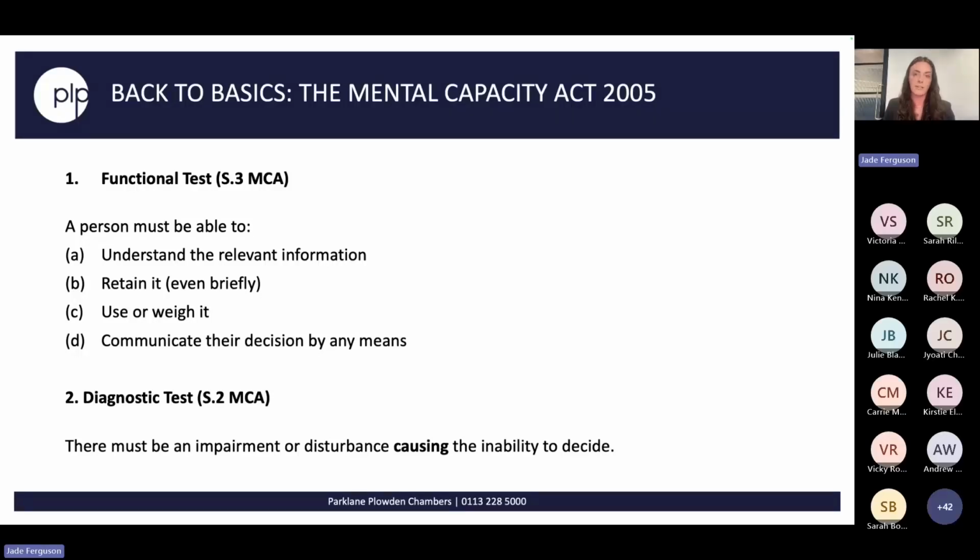The diagnostic test is in Section 2 of the Mental Capacity Act, and it goes back to that impairment or disturbance in the functioning of the mind or brain. So we need to be able to establish that as a result of that impairment, someone is unable to make the decision. So there has to be a causal link there.